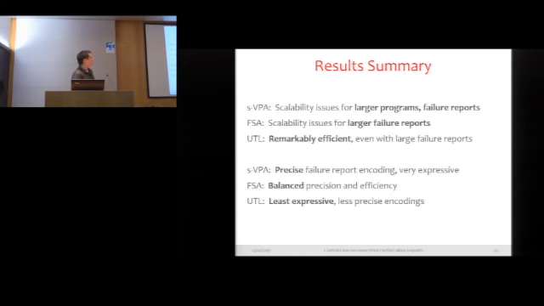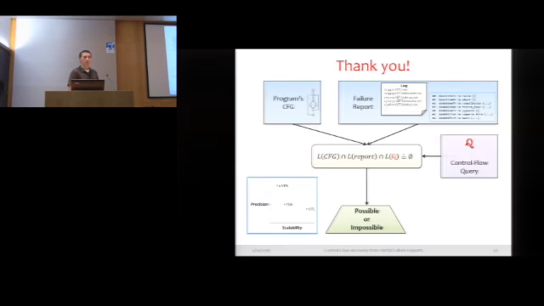Wrapping up, to briefly summarize results, the S-VPA solver had trouble scaling to large programs, while both automata-based solvers had trouble scaling to large failure reports. The UTL solver was remarkably efficient, even with very large failure reports, but it did give up some expressiveness and precision for this efficiency. Thank you all very much for your attention.